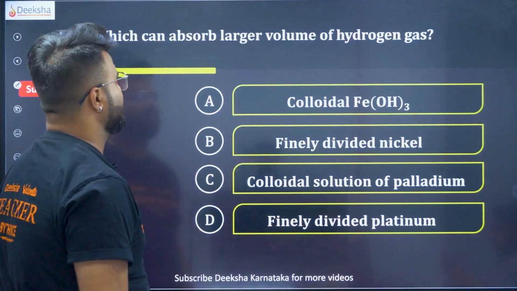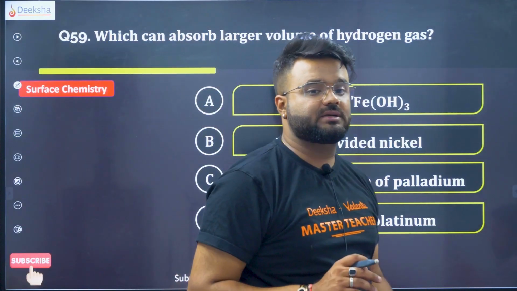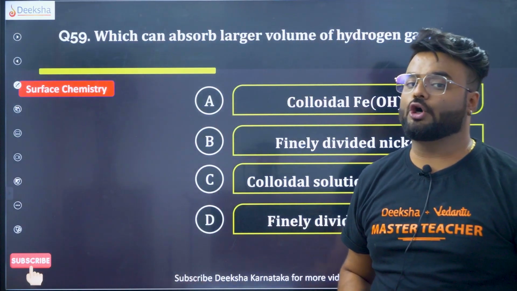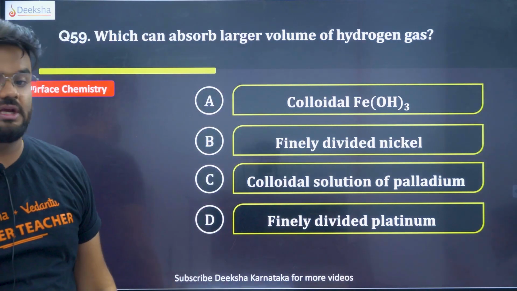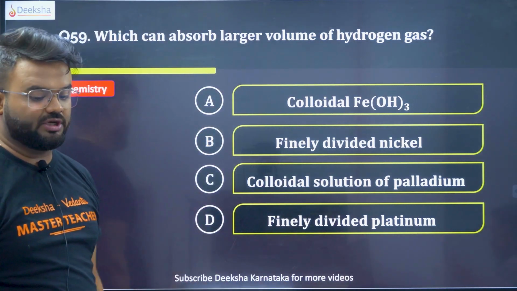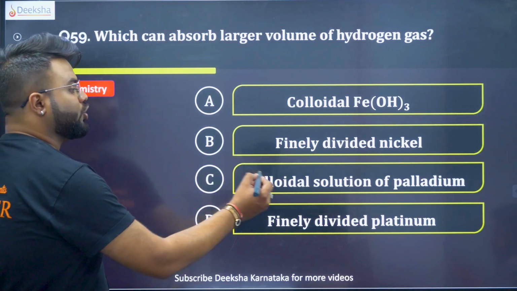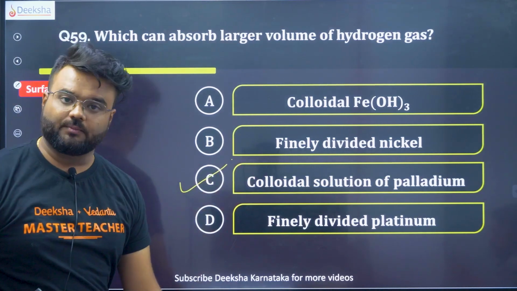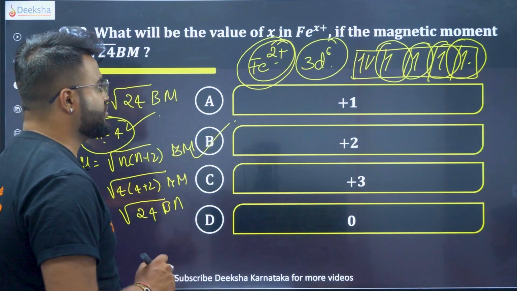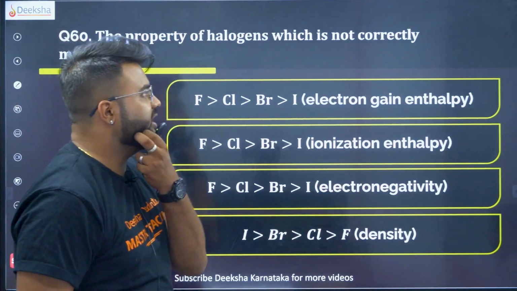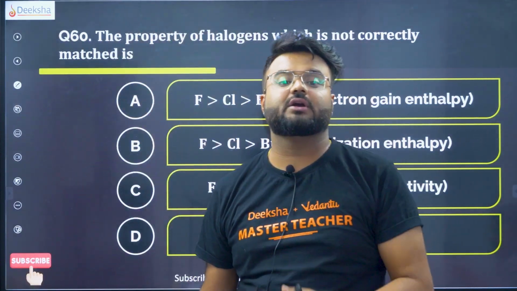Now, question number 59. Which can absorb larger volume of hydrogen gas? This is again from surface chemistry. Therefore, your correct option will be nothing but colloidal solution of palladium. Now coming back to the last question, which property of halogen is not correctly matched.